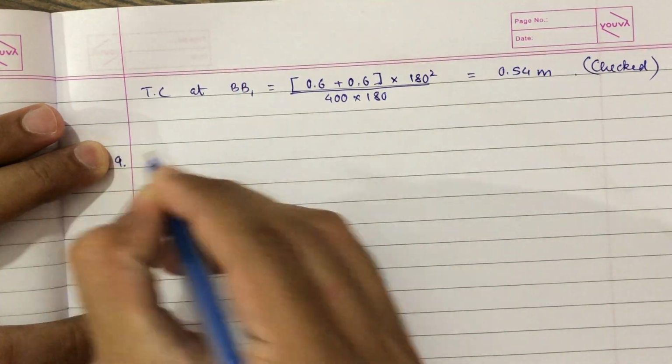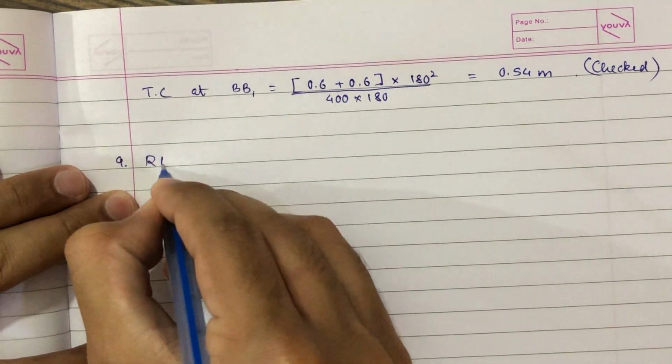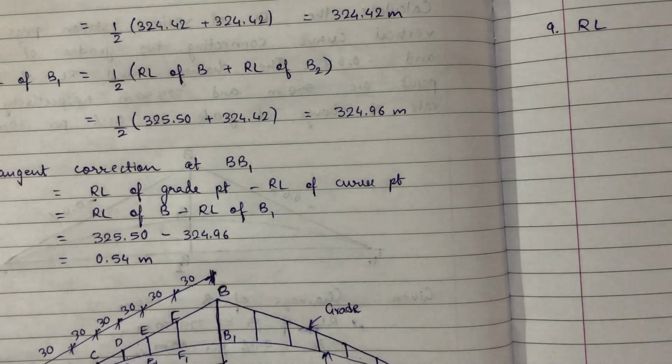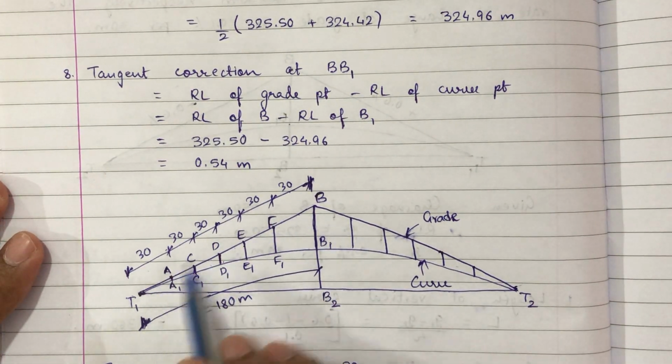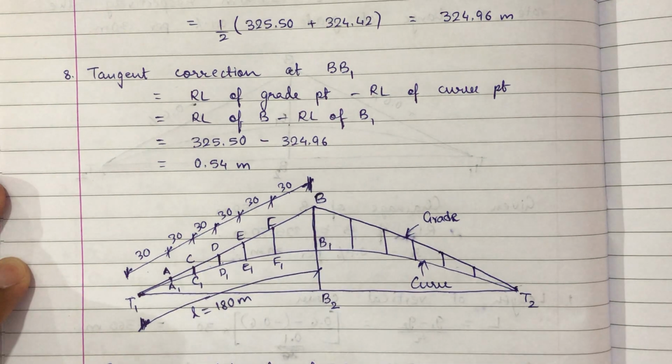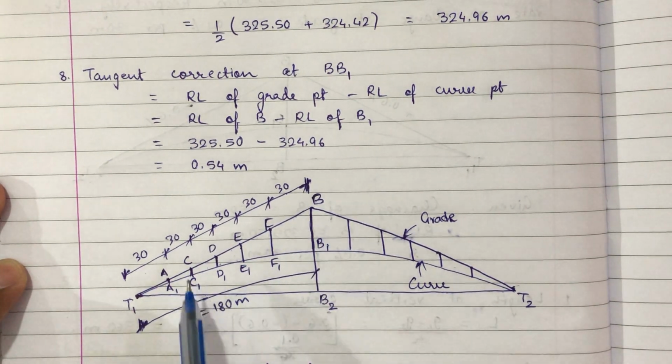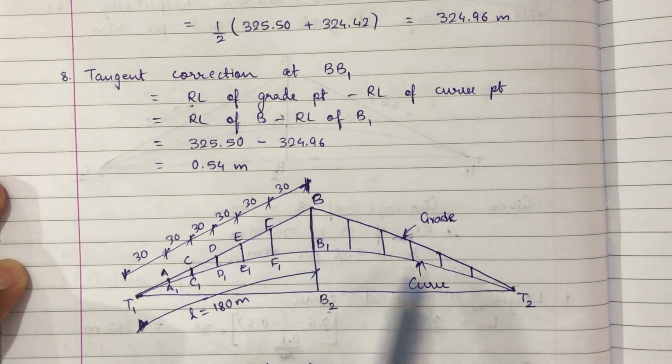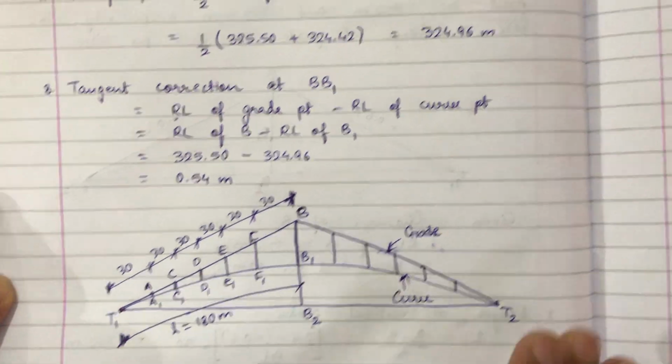Now if we need to find the RL on these gradient points, see, this is the gradient and this is the curve. So we need to find the RL on this gradient.